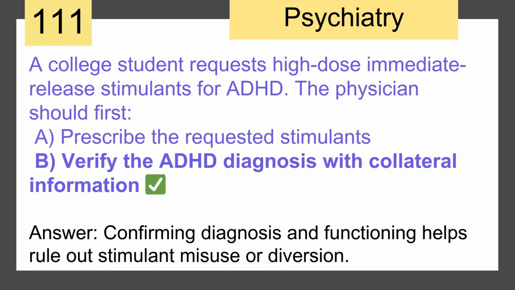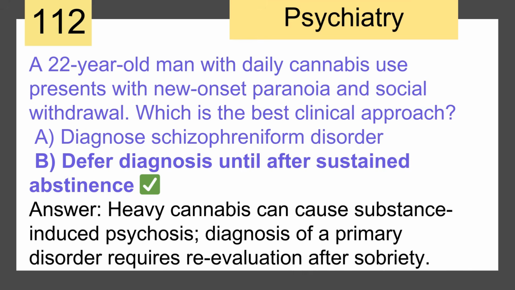Question 111. A college student requests high-dose immediate release stimulants for ADHD. So here, the first thing we're going to have to do is verify the ADHD diagnosis with collateral information. You don't just trust the college student that he needs these high-dose release stimulants. Confirming the diagnosis and functioning helps rule out stimulant misuse or diversion.